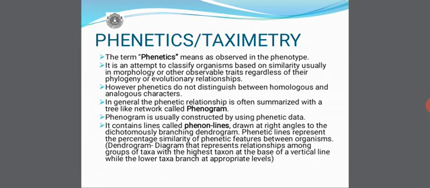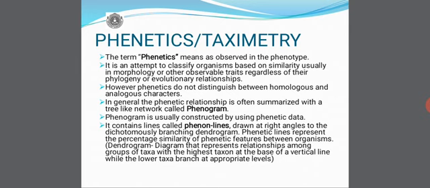You know what phenotype is? The sum total of external observable characters of an organism is called phenotype. It is an attempt to classify organisms based on similarity, usually in morphology or other observable traits, regardless of their phylogeny or evolutionary relationships. However, phenetics does not distinguish between homologous and analogous organs. Students, you must be aware of the meaning of the terms homologous and analogous organs.